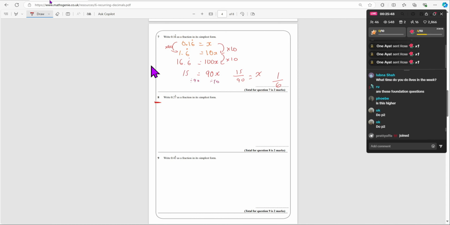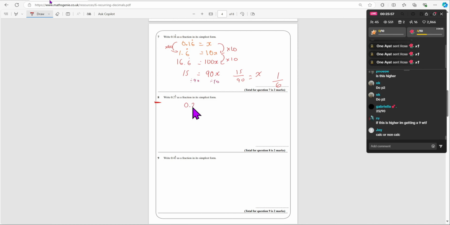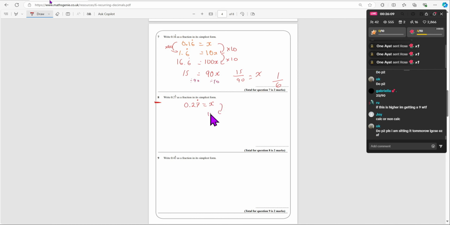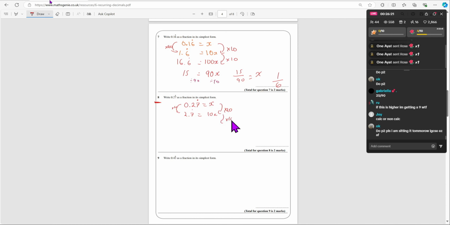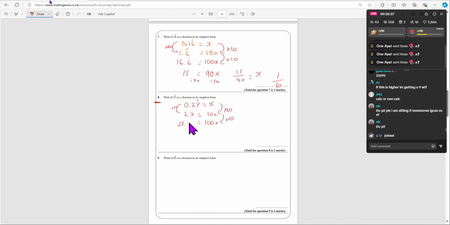So let me quickly go through this question. We have to write 0.27 recurring as a fraction. So we know that we can write 0.27 recurring, we're going to say it's equal to x. Now we know that we can write this as 10x. So we're going to multiply by 10 on both sides. Then it's going to be written as 2.7 recurring is equal to 10x. And then we can write this as 100x, and it's going to be 27.7 recurring, okay, which is 100x.